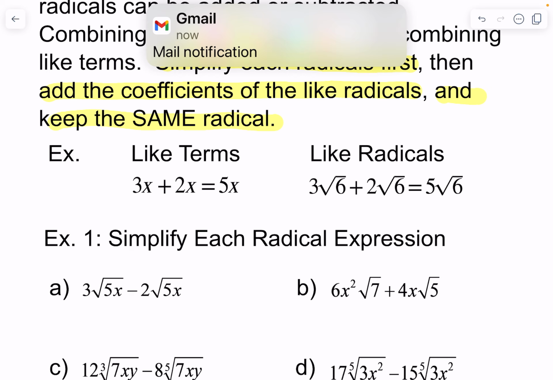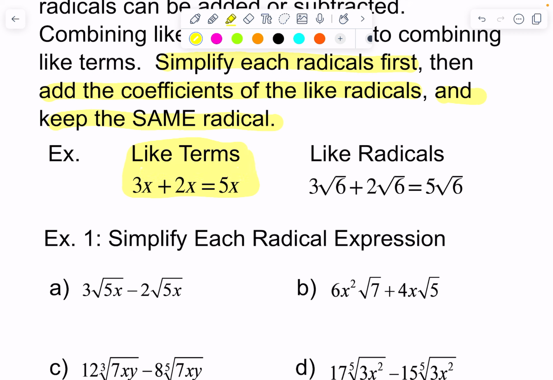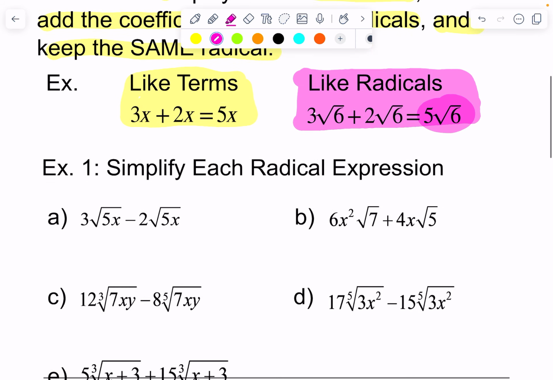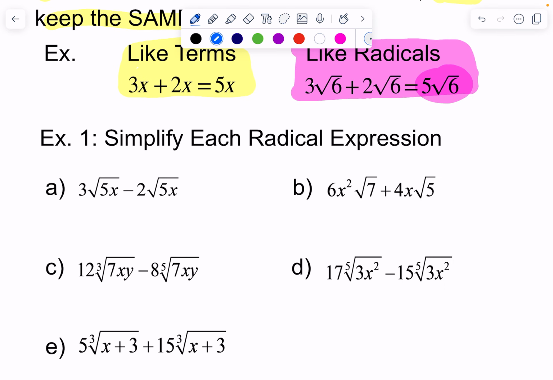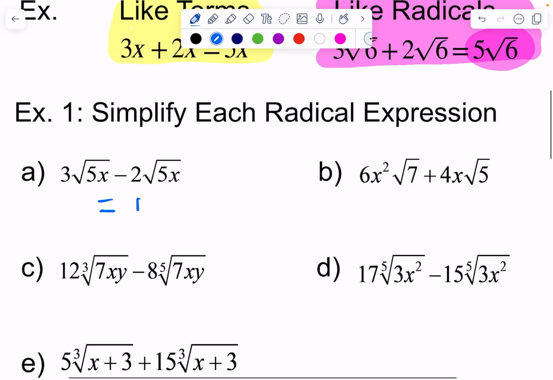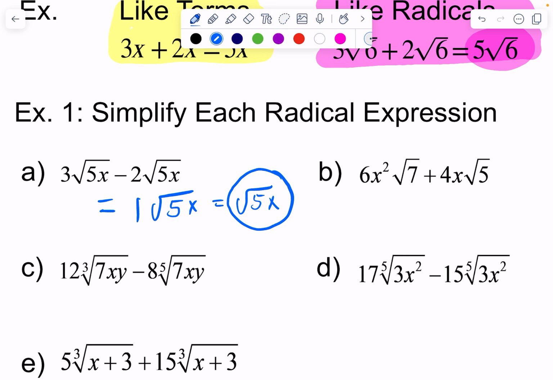For example, 3x plus 2x is 5x. That's an example of like terms. Like radicals look like this. 3 square roots of 6 plus 2 square roots of 6 gives me 5 square roots of 6. So it's that simple. Let's get right to it. 3 square roots of 5x minus 2 square roots of 5x gives me 1 square root of 5x, which can just simply equal square root of 5x because the 1 is invisible.